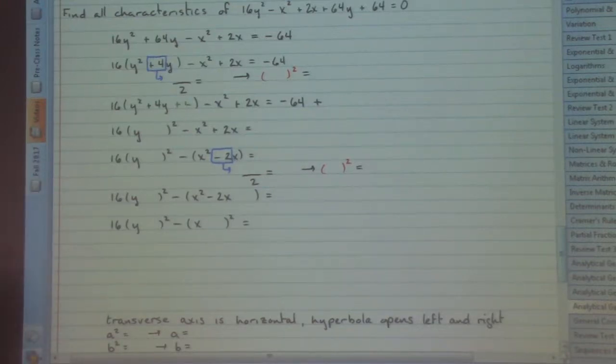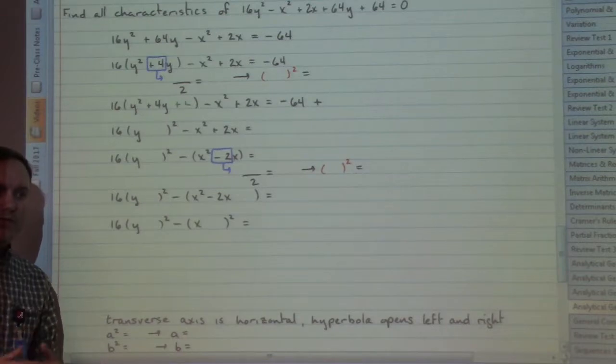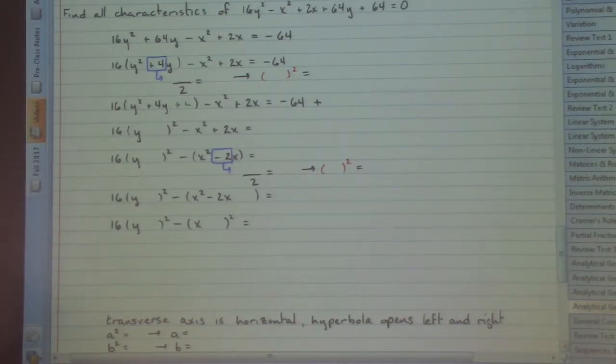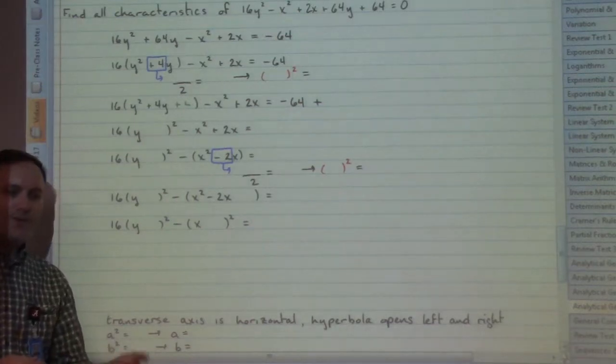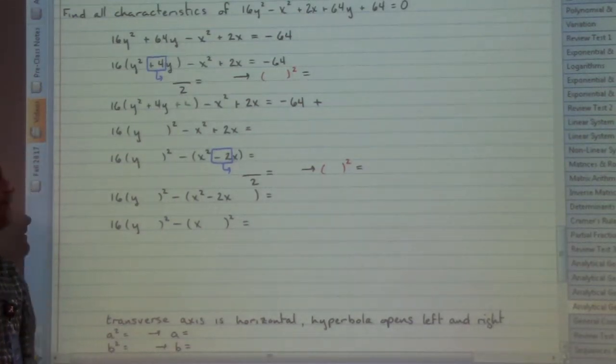The original equation, 16y squared minus x squared plus 2x plus 64y plus 64 equals 0. Because we have to go through the completing the square process, we're going to keep all of the variable stuff together on the left-hand side, and that means that we're going to move the regular old 64 to the right-hand side. When we do this, we're also going to rearrange things in a more useful way. So for our x stuff and our y stuff, we're going to rearrange things so that the y squared stuff and the y is side by side. The x squared stuff and the x stuff side by side with each other.